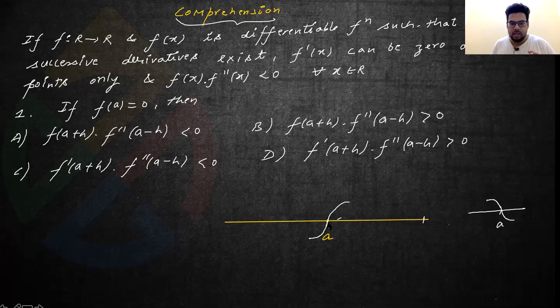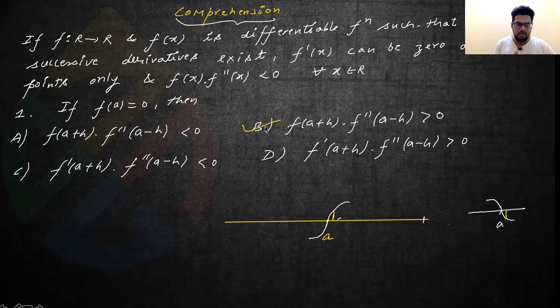If you try to observe this, f of a plus h is positive, and f double dash just before a will be positive, because this is concave upward. So the product is positive. Let us try to verify here. f of a plus h, here it is negative. Just before a, that is a minus h, the double derivative is negative because it is concave downward, as we have discussed. So negative into negative will become positive. So in all the cases, we are getting the answer as B, right?